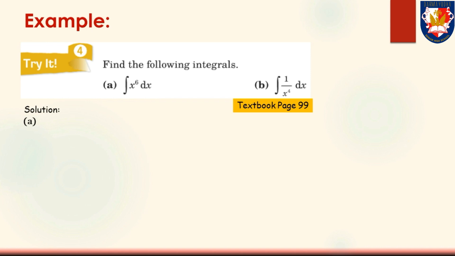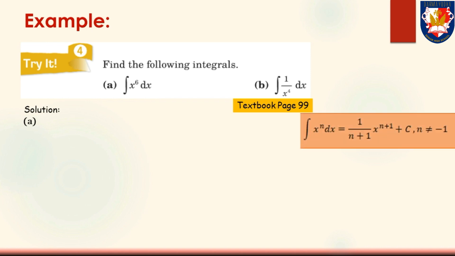The most suitable formula for part A is the integral of x to the power of n dx. So we will use this formula. For the integral of x to the power of 6 dx, it means that n equals 6. Substituting n equals 6 into the formula, we obtain 1 over 6 plus 1 times x to the power of 6 plus 1 plus c, which equals 1 over 7 x to the power of 7 plus c.